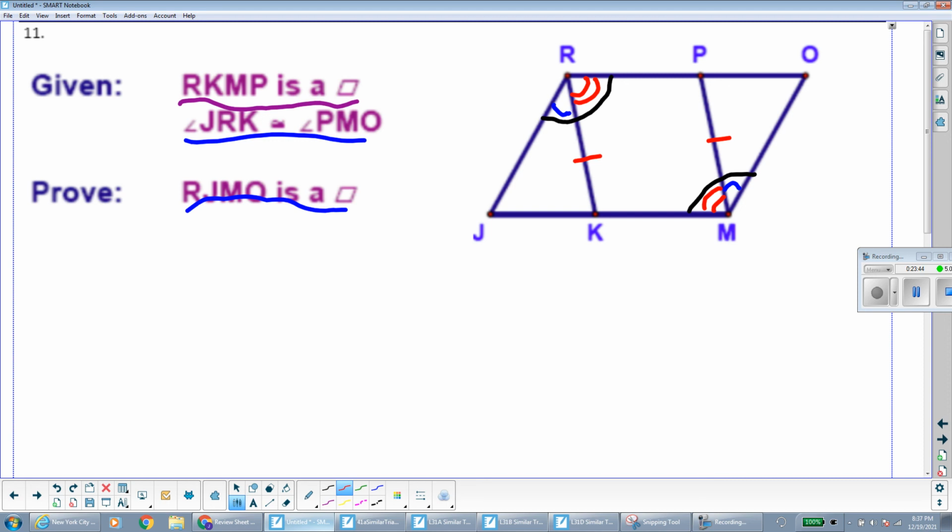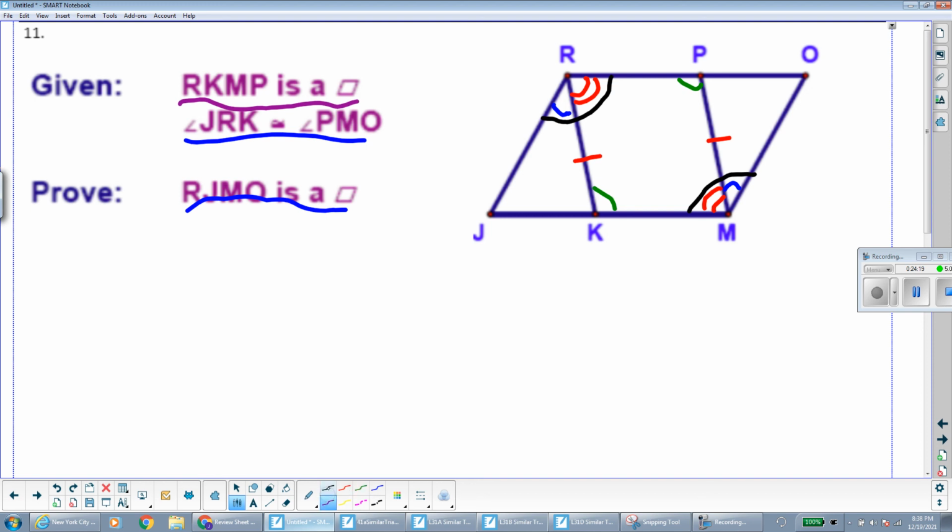So let's see where that's going to come from. In RKMP, we already marked the two red angles as congruent because they were opposite angles in a parallelogram. But using that same property, I also know that angle RPM over here in green and angle RKM over here in green as well are also congruent to each other, because that's another pair of opposite angles in this parallelogram, and opposite angles are congruent to each other.